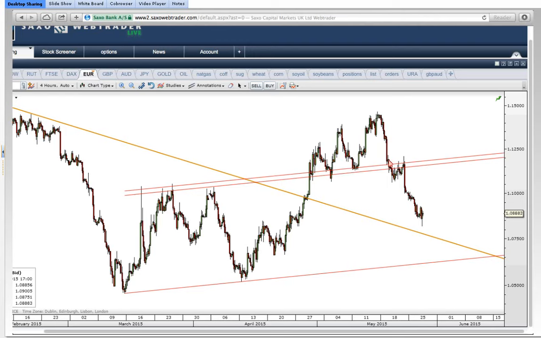This was one of those. It bottomed here, made a higher low, and then it made a higher high, which made me think that a rising channel may be forming from here. Then we have the right to plot a rising channel basically.